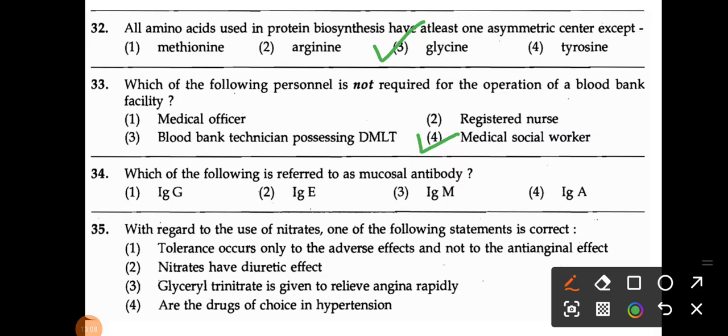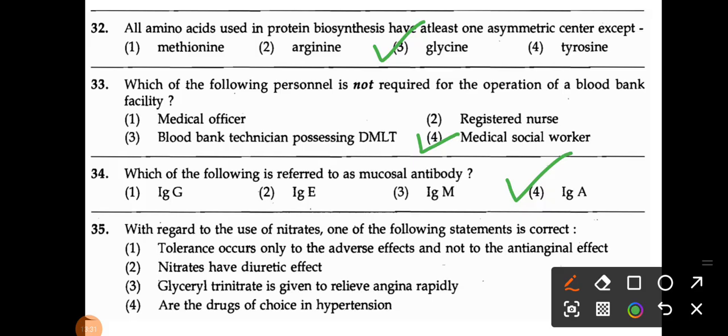Then 34th: which of the following is referred to as a mucosal antibody? Here they have given different antibodies, like IgG, IgE, IgM and IgA. The correct answer is IgA, because IgA is also called the mucosal antibody.